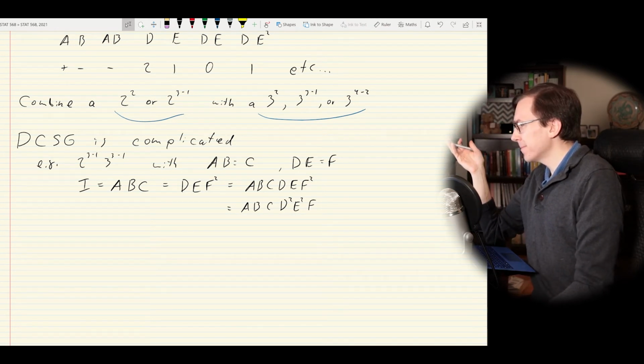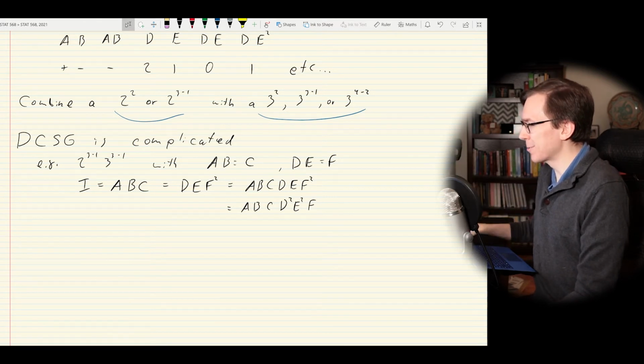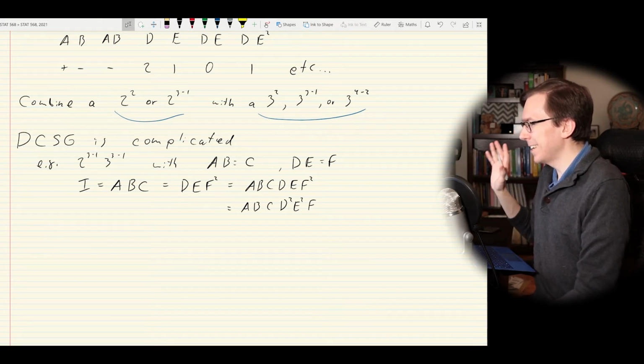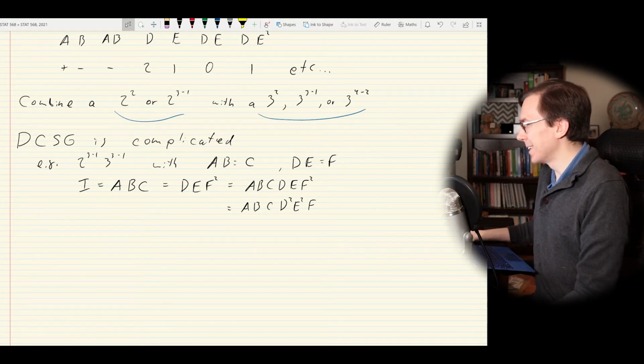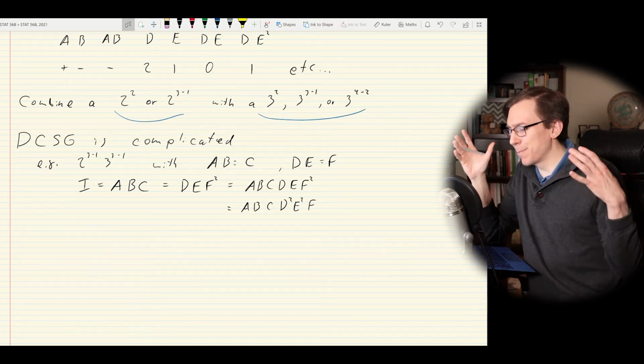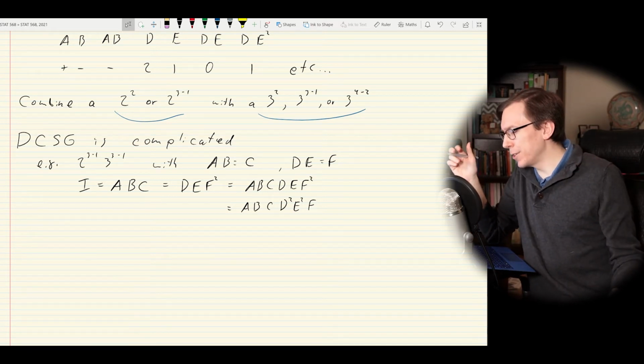Now, there can be some complications when we look at things like the contrasts and whatnot. But honestly, I don't think it's really worth getting into all of those details. This is more or less the idea that I wanted to leave you with.